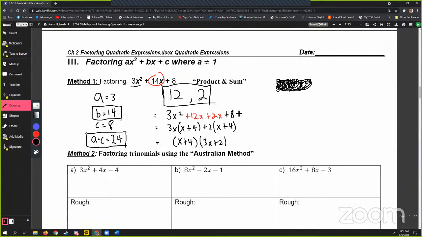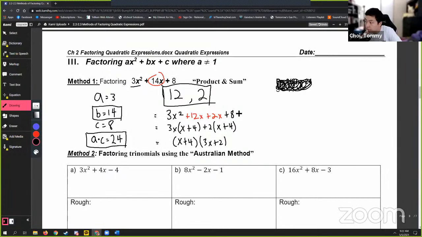Is it okay if we write it the other way, like 3x plus 2 first? Yes, that's fine. That is absolutely fine. You can write 3x plus 2 and then times x plus 4. That is correct. The order of the brackets doesn't matter, because when you FOIL it, you should still get the same answer.